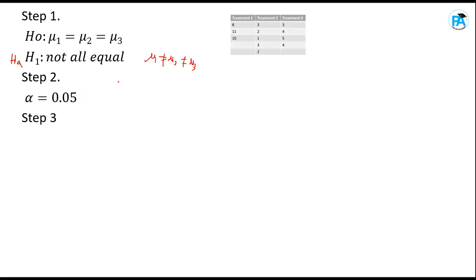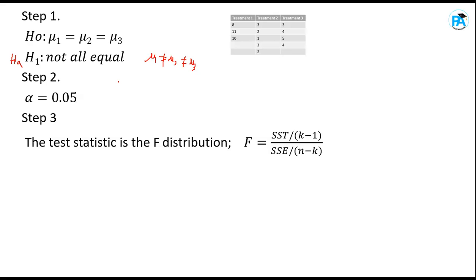So step 3. In step 3, you are going to state the test statistic. Is it Z distribution? Is it T distribution? Is it F distribution or something? So for this particular one, the test statistic is the F distribution. Are you following? Now the F formula is this, okay, but at times you'll be reading some slides, you see it written as MST over MSE, okay, MST over MSE.